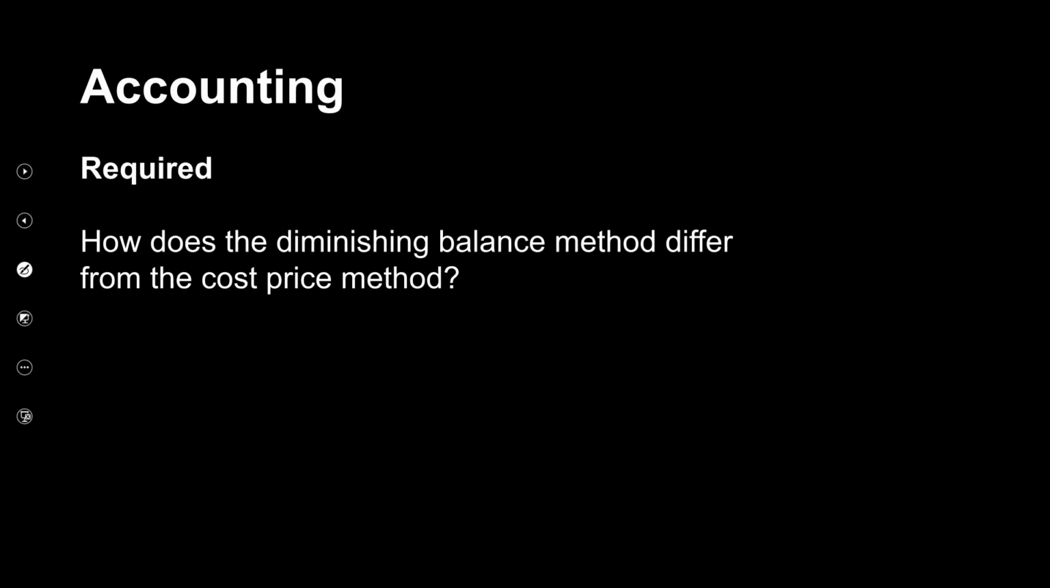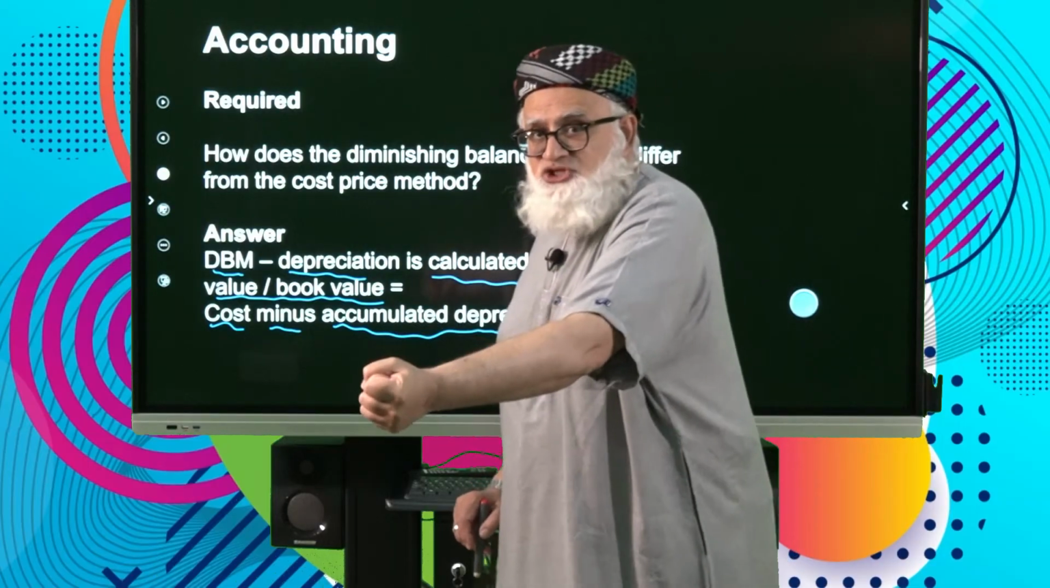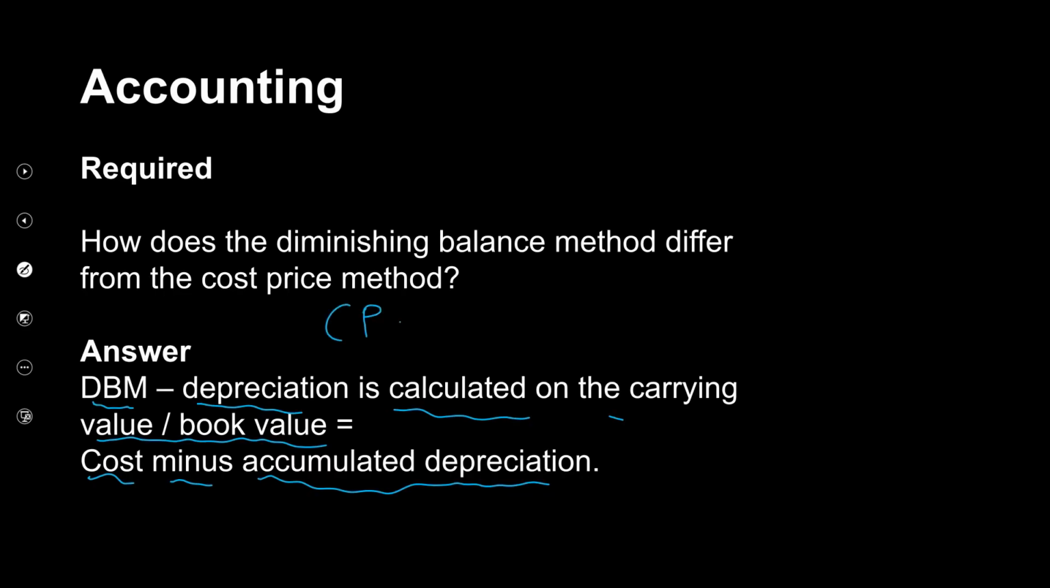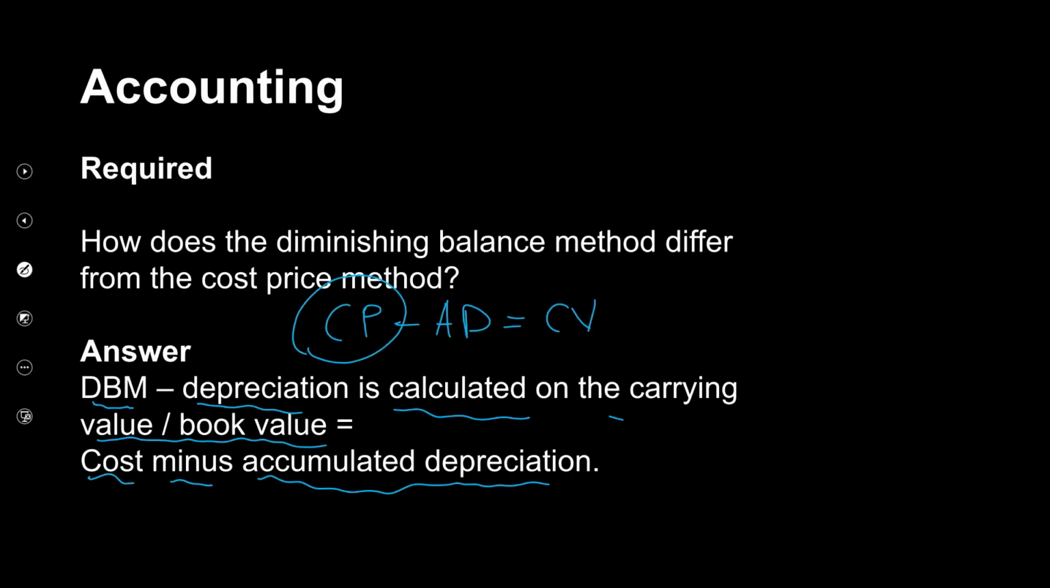How does the diminishing balance method differ from the cost price method? Come, you should be screaming out the answer for this. Very simple. Your diminishing balance method, your depreciation is calculated on the carrying value or the book value, right? And what is the carrying value? It is your cost price less your accumulated depreciation. You see that? So, what we mean by the reducing balance method, we mean that you're taking your cost price minus your accumulated depreciation. Let's show it to you. Cost price minus accumulated depreciation is equal to my carrying value. So how does it differ from the cost price method? On the cost price method, you only calculate depreciation on the cost. You don't take into account the accumulated depreciation.